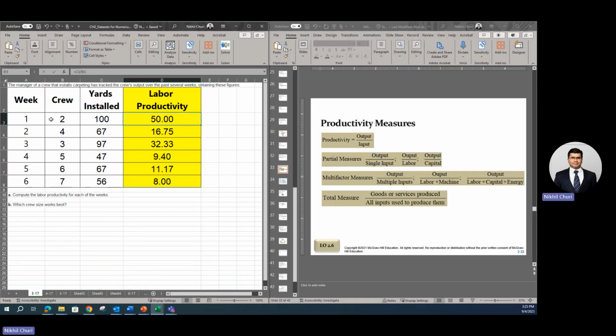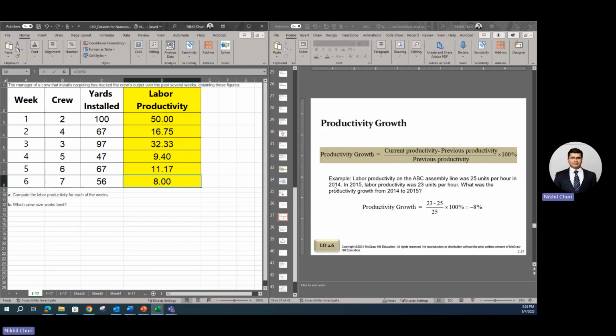So looking at these numbers, week 1 labor productivity is 50, week 2 is 16.75, week 3 is 32, week 4 is 9, week 5 is 11, and week 6 is 8. This is a big variation I'm seeing. The minimum is 8 and the maximum is 50. That's a huge variation, assuming the level of difficulty is the same and the amount of work each crew member is doing is the same. But there can be n number of factors that might be affecting this 50 versus 8 and everything in between.